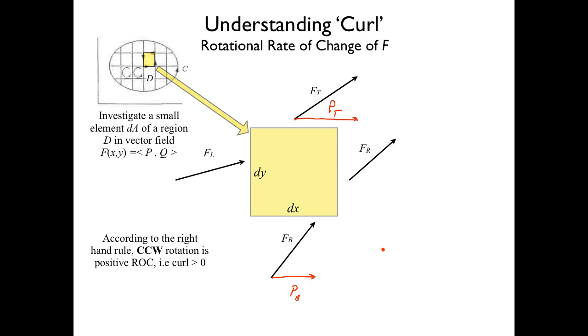What about the vertical components of F_B and F_T? Do they have a rotational effect on it? Pushing up and down here. No rotational effect, right? The rotational effect from the top and the bottom vectors is going to come from the horizontal components. That's what's going to cause this thing to rotate. So what we're going to do is look at the change in P. As we change y, as we get a little change in y going up, we're going to look at the change in the P vector.